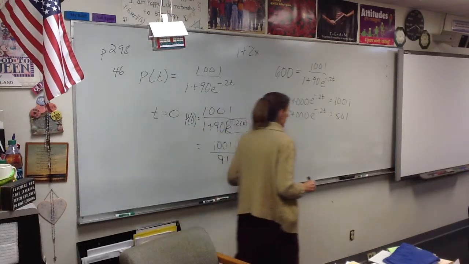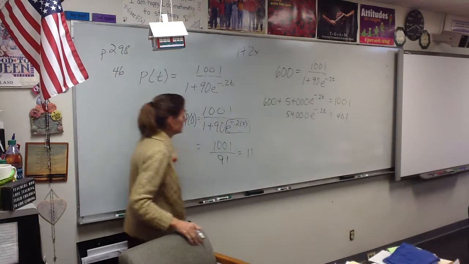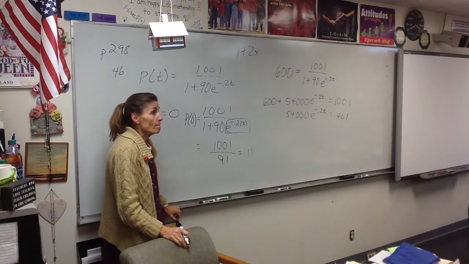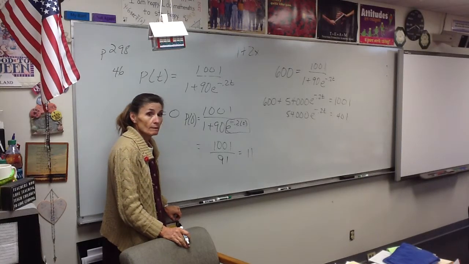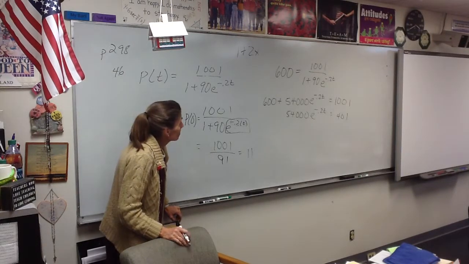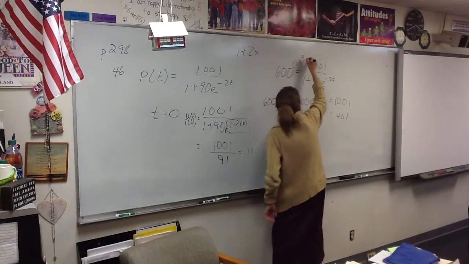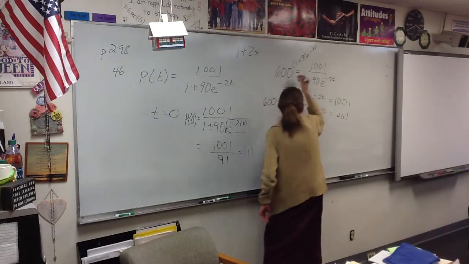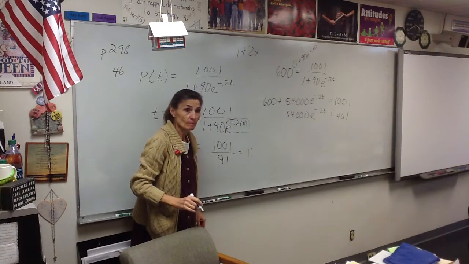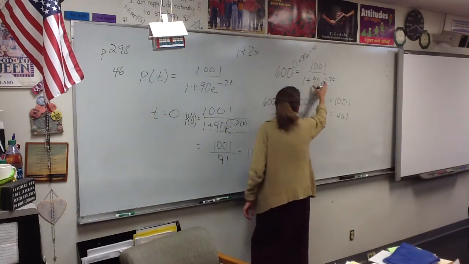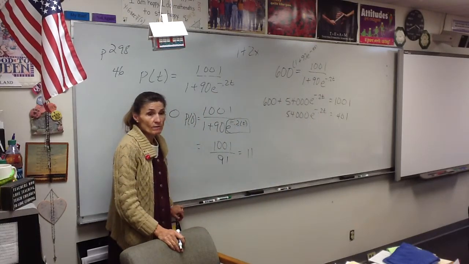Now what? You know you've done this before. Emma? I'm still back a step. Where did you get 54,000? I'm multiplying both sides by 1 plus 90e to the negative 0.2t. I have to distribute the 600. 600 times 90. I'm multiplying this whole denominator over here to this side so that I can start solving the equation.